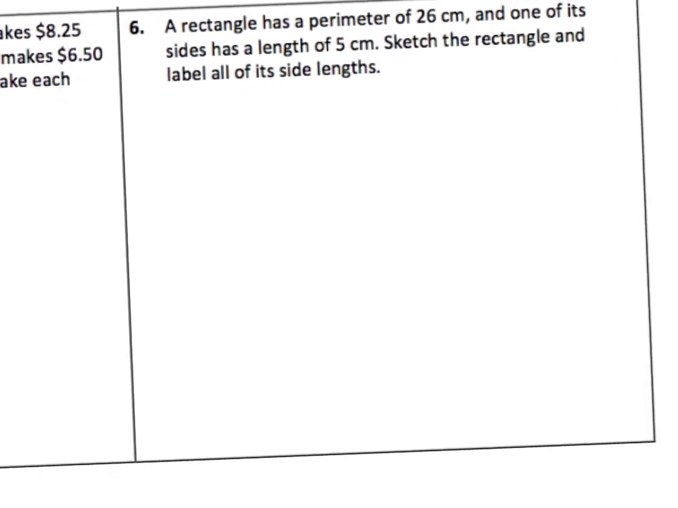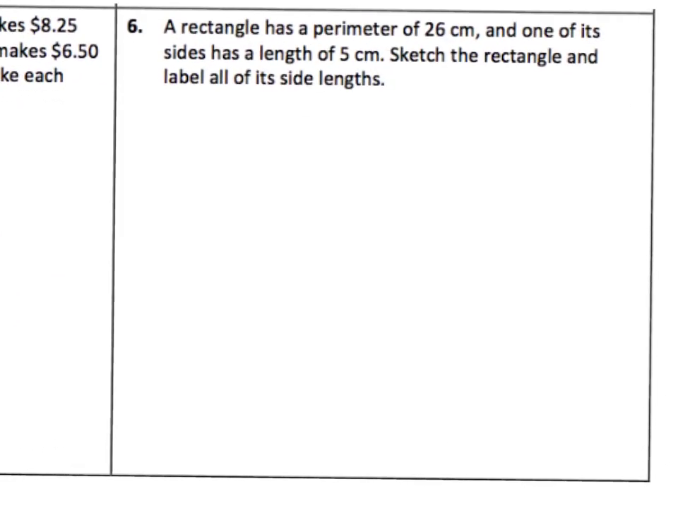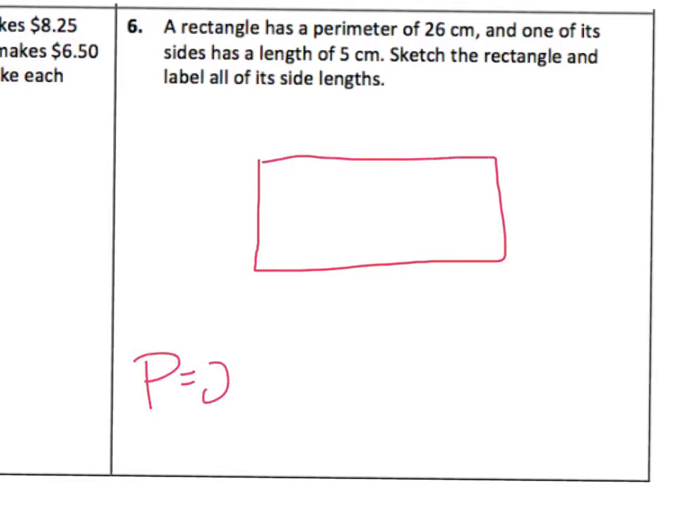Last problem. A rectangle has a perimeter of 26 centimeters, and one of its sides has a length of 5 centimeters. Sketch the rectangle and label all side lengths. Well, first we'll start with a sketch of the rectangle. Now, I know the perimeter is equal to 26, so we have to understand how we get perimeter. We get perimeter by adding all 4 sides together. So we have side 1 plus side 2. But check this out. We know a rectangle's top and bottom are the same, so it's another side 1 plus another side 2. So if one of its lengths is 5, that means this has to be 5 as well.